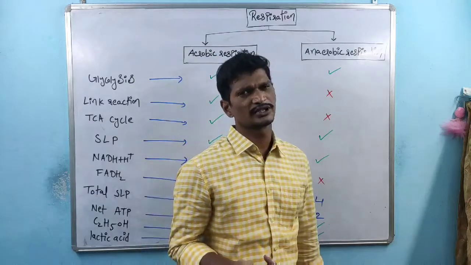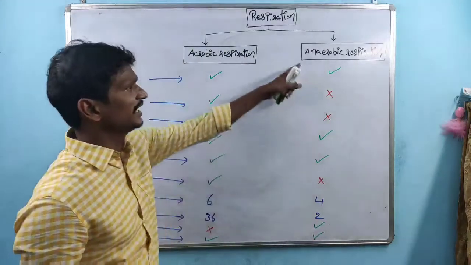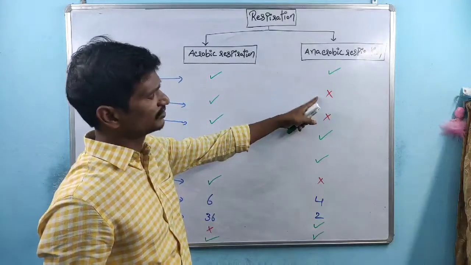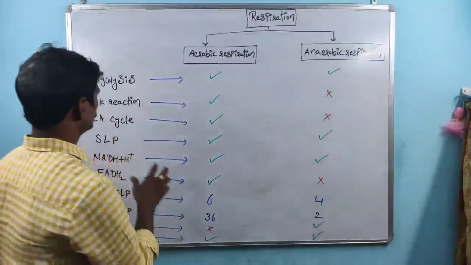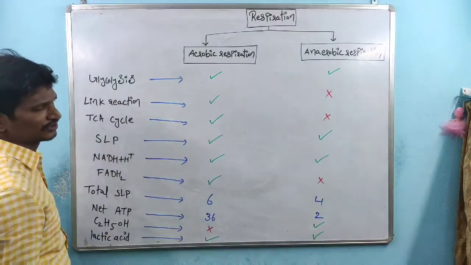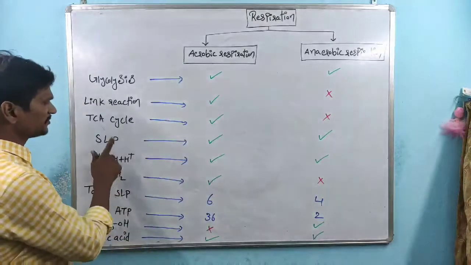So there is no use of acetyl-CoA production. There is no TCA cycle. That's the reason why in the anaerobic respiration process, the link reaction does not take place, followed by the TCA cycle also not occurring. Right? See, the TCA cycle only occurs in aerobic respiration. In anaerobic respiration, the TCA cycle is absent.